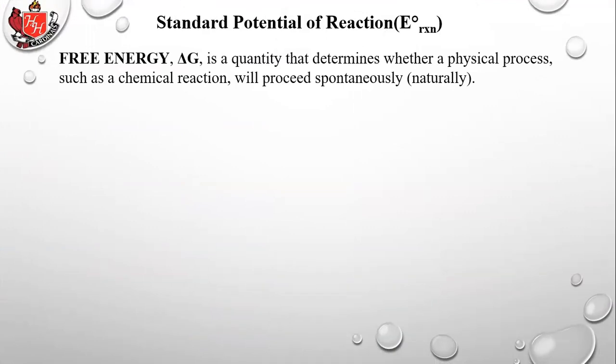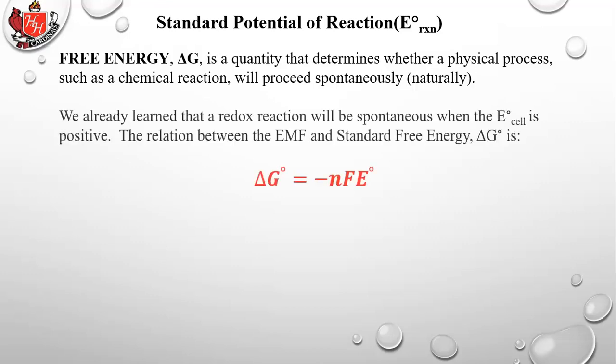Now, free energy. So we learned in the thermodynamics unit that free energy is what determines whether a reaction is spontaneous. It flows naturally forward. And we learned that that happens when the free energy is negative, when you have a negative delta G. So free energy, delta G, is a quantity that determines whether a physical process, such as a chemical reaction, will proceed spontaneously, naturally. We already learned that a redox reaction will be spontaneous when the potential of the cell is positive. So we saw positive 1.1 in the last slide.